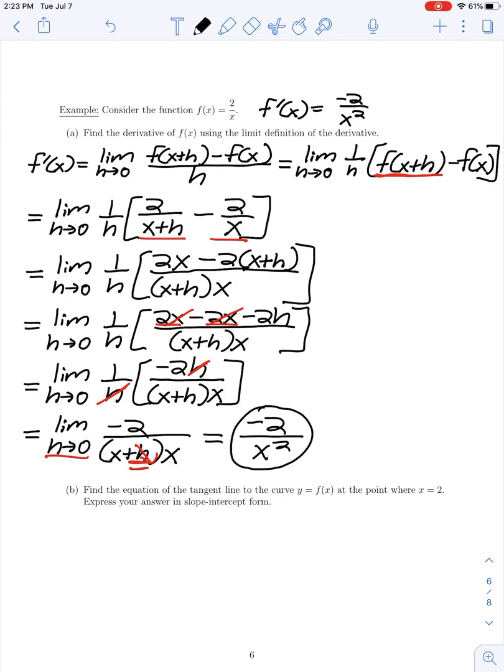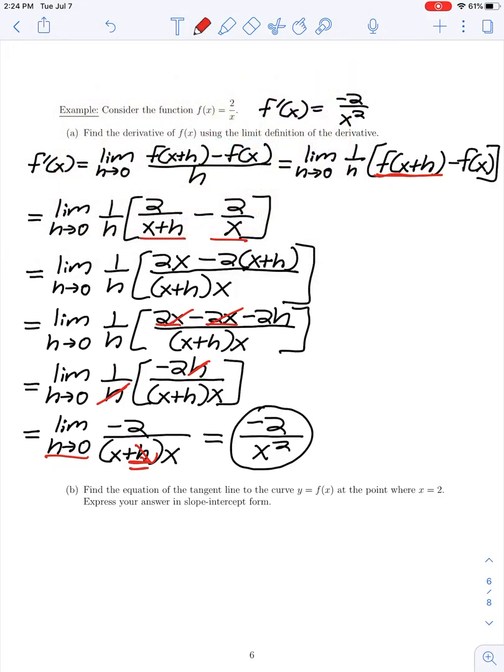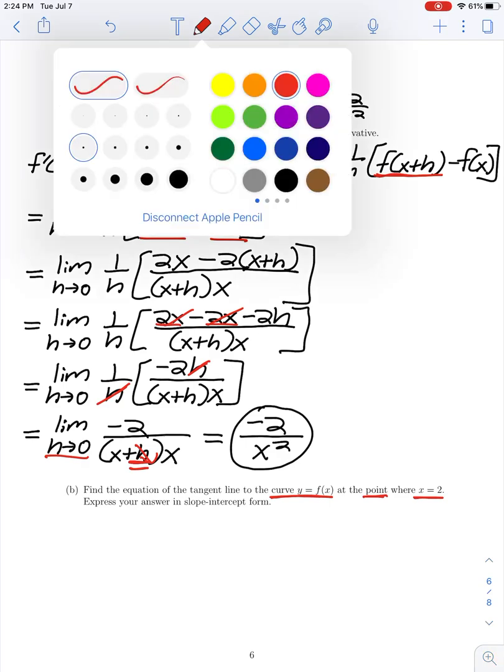So here, we are asked to find the equation of a tangent line, and to find the equation of any line, there's two things that we need to know. The first is a point that the line passes through. So in this example, we are interested in the point where x is equal to 2, and since this is a point that lies on the curve y equals f of x, to find our y value, we're going to plug x equals 2 into the function f of x.